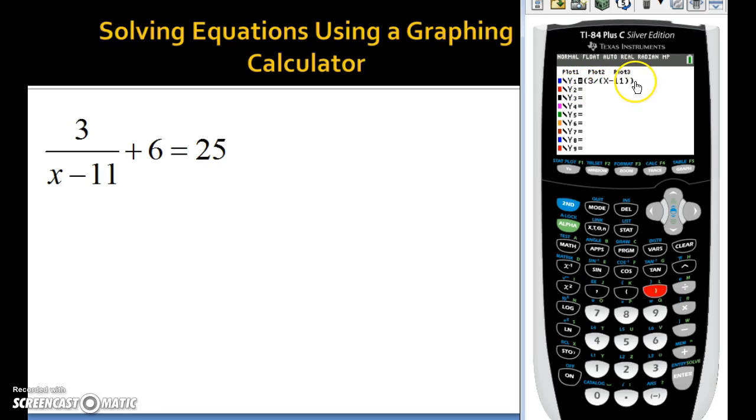I want that to be a fraction, which is why there are parentheses, and then I want to add 6 after the fraction. And then my y2 is 25. So again, please note how we use parentheses so that our calculator is doing the order of operations that we want. Once we've entered those in, we hit zoom. Again, we will go down to number 6. We want that standard window, negative 10 to positive 10, negative 10 to positive 10.